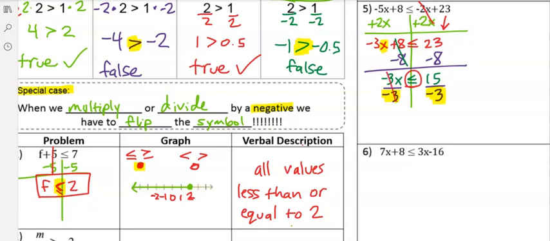-3 divided by -3 is 1, so 1x. My symbol flips. It is no longer less than or equal to. It is now greater than or equal to. And I'm going to divide them to get -5. So this is my solution. X is greater than or equal to -5. Take a moment to graph it and write the verbal description on the right. Pause the video and then check your answer.